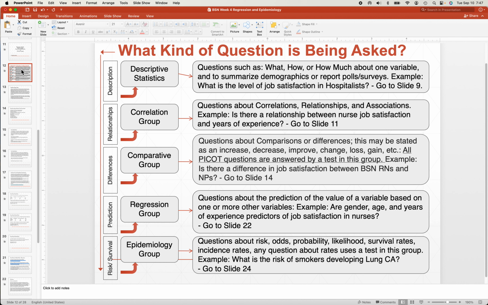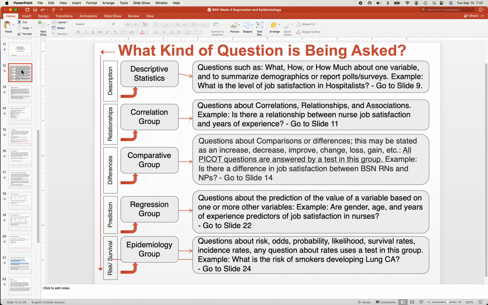Those types of questions, and questions about incident rates, all for me come under this very diverse group of tests. Many of them are very simple. For many of these, we have free apps available, and I'll show you one of those in another session. But an example of a question that would fall into this group is, what is the risk of smokers developing lung cancer? Or maybe the increased likelihood of developing lung cancer in smokers as compared to non-smokers.